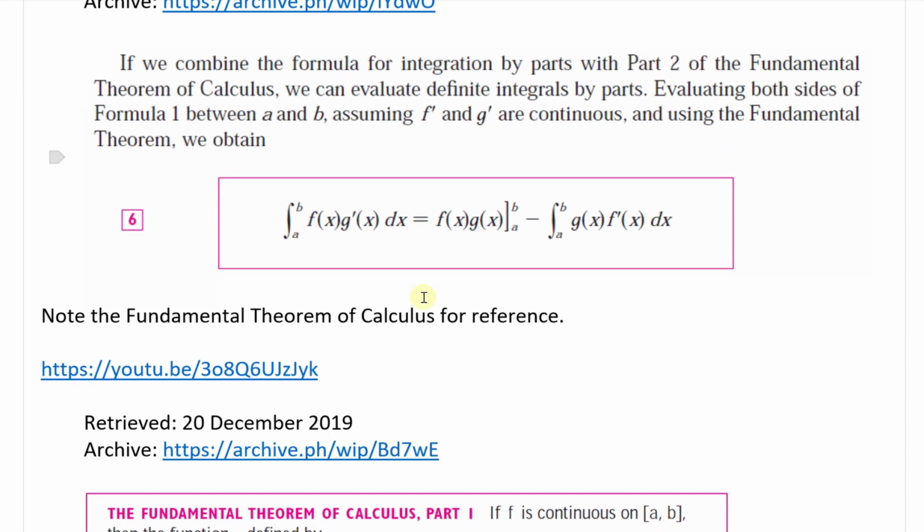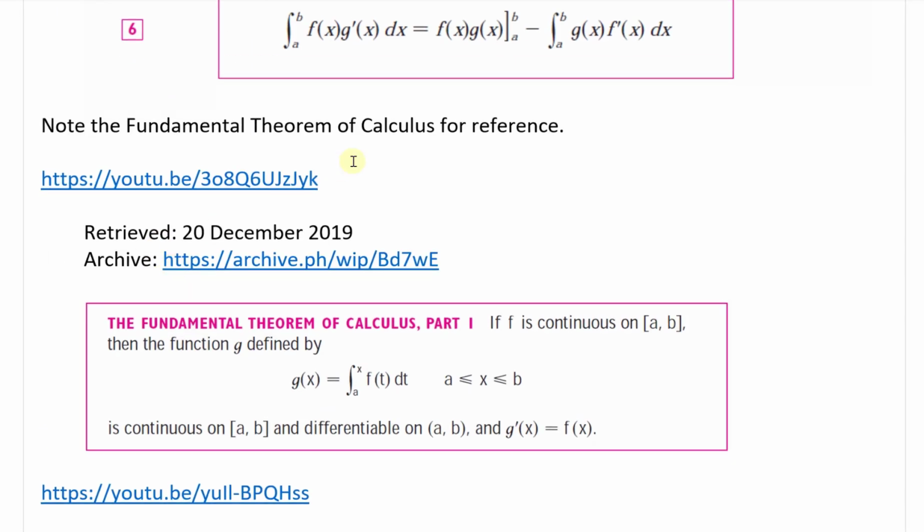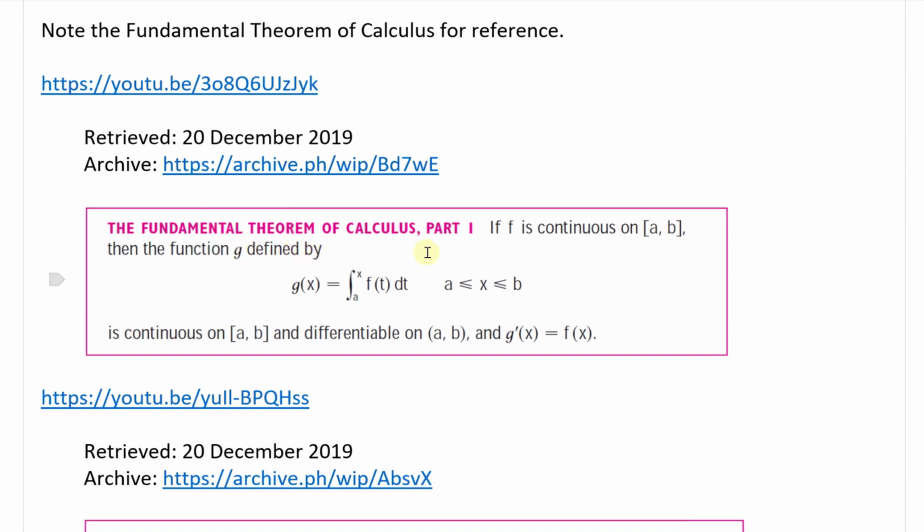Also note the fundamental theorem of calculus for reference. Here's the quick recap. The fundamental theorem of calculus part 1: if f is continuous on the closed interval a to b, then the function g defined by g of x equals the integral from a to x of f of t dt, where x is between a and b, is continuous on the closed interval a to b and differentiable on the open interval a to b, and g prime of x equals f of x. So the derivative of this function would be f, like that.